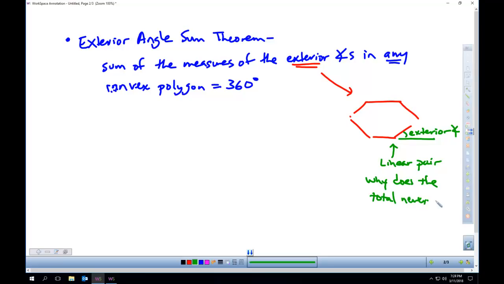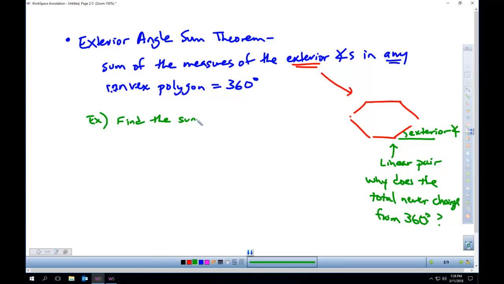Now, a question I want you to think about, and maybe we'll talk about it tomorrow in class. Why does this total, the 360, never change? Why doesn't the total get bigger if I add more and more angles to it? If I have a 49-gon, how come the 49 angles don't add up to a bigger total than 6 angles will? Maybe you can give me that answer. Maybe you already understand it. We'll find out.